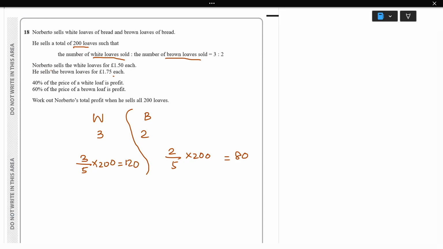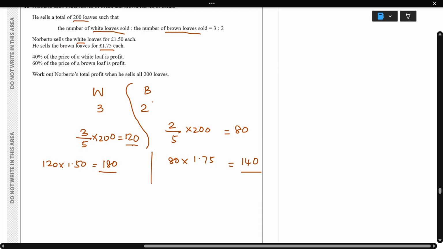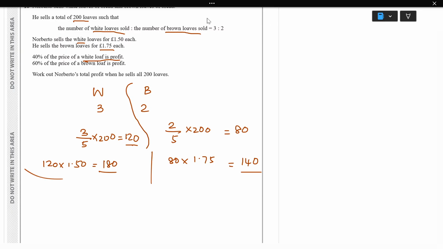Okay, now we'll go for the next step. See, now he sells white bread at 1.50. White we have how many? 120. So 120 times 1.50, the amount will be 180. The next, the brown, total 80. So 80 times they sell at 1.75 each, 1.75, which is equal to 140. So this amount is here. The next step, 40% of the price of the white profit. So here we'll calculate 40%.